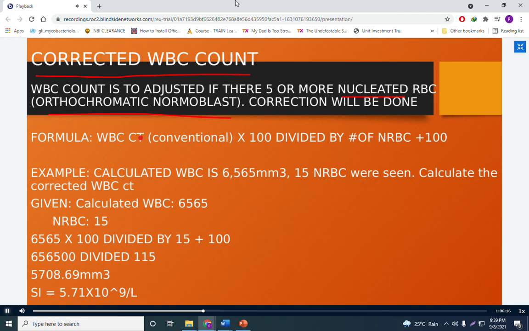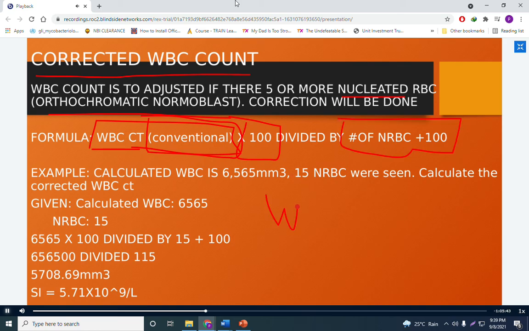Okay. Now, to perform the corrected WBC count, class, you have to use the formula: WBC count in conventional. Ito yung computed, class, ha. This is the computed WBC count nyo. You're gonna use the conventional, class, ha. Do not use the SI. Then you're gonna multiply that by 100. Class, this 100 is constant. Then divided by the number of your nucleated RBCs plus 100.